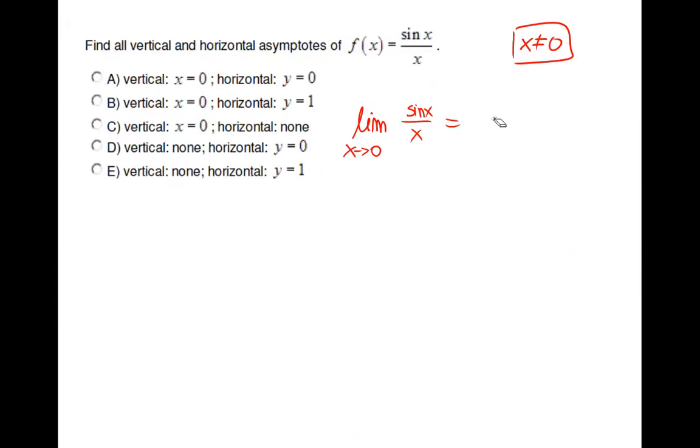Sine of 0 is 0. It's not a vertical asymptote. I mean, the important thing is this limit, because the behavior of the function at 0 is not infinity. We remember that this limit is 1. That means this completely takes the vertical line 0 away from being an asymptote.